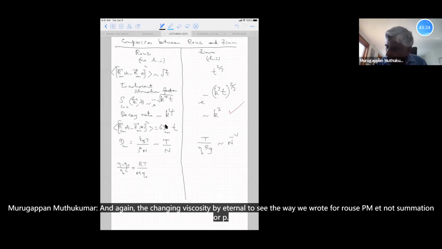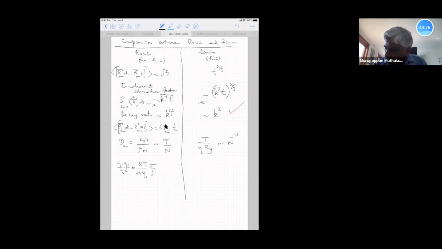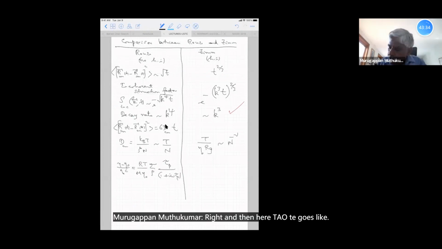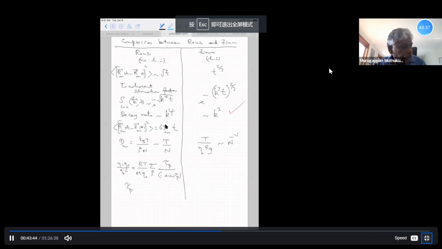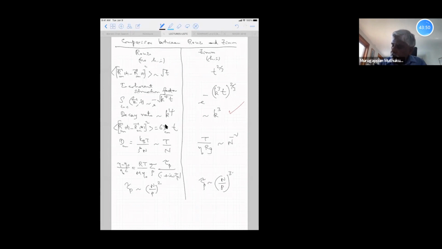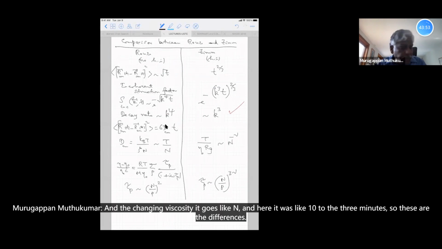And again, the change in viscosity, the way we wrote for Rouse, is M eta naught, summation over P, tau P divided by 1 plus i omega tau P, in the zero frequency limit. And then here tau P goes like N squared over P squared, and here tau P goes like N over P power 3 nu. And the change in viscosity goes like N, and here it goes like N to the 3 nu minus 1. So these are the differences.